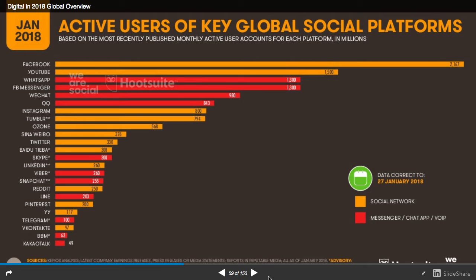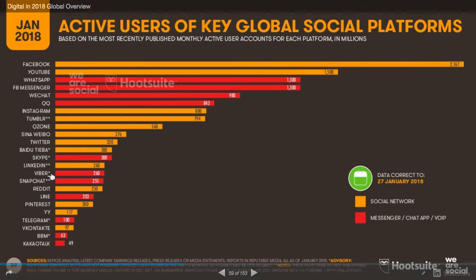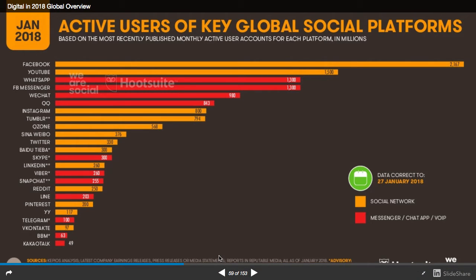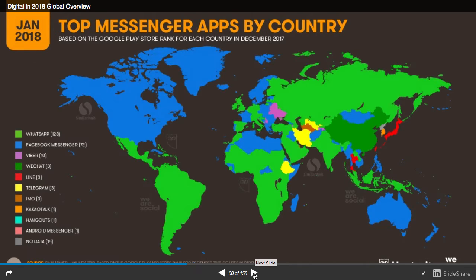I thought. Qzone, Sina Weibo, Twitter. This is a search engine, right? The Chinese search engine. Skype, LinkedIn, Snapchat, Reddit, Line, Pinterest, YY. I don't know what that is, and so on. But so you got Messenger and social networks, very popular sites.